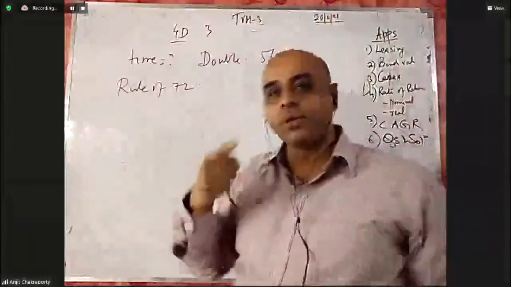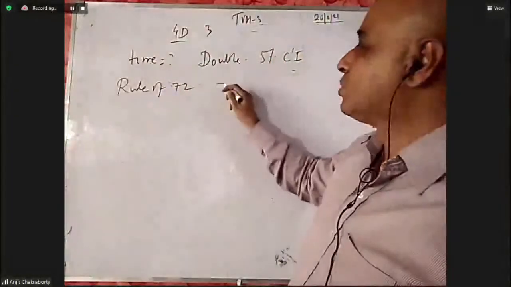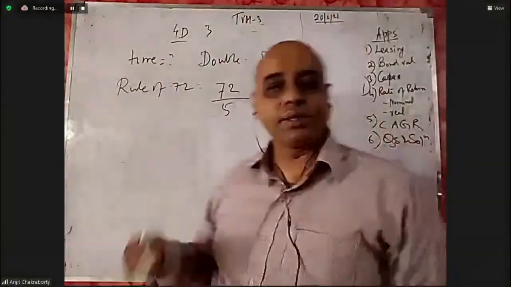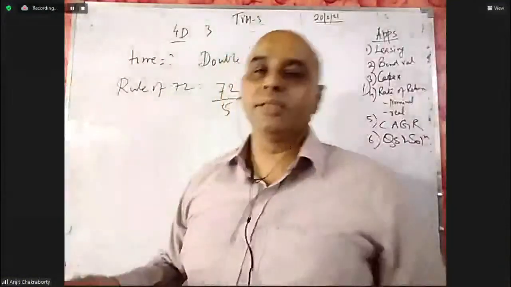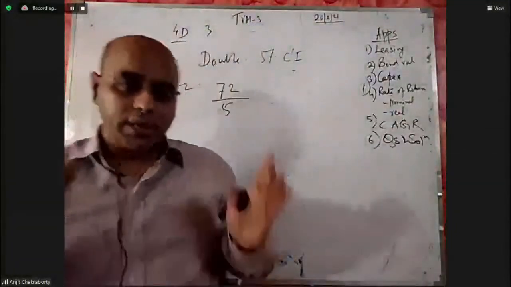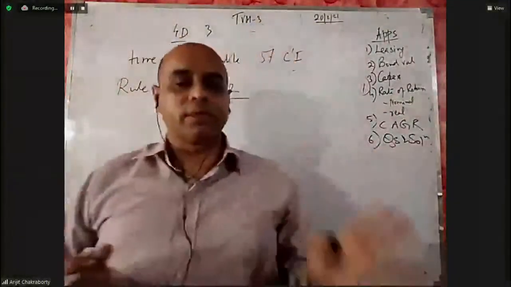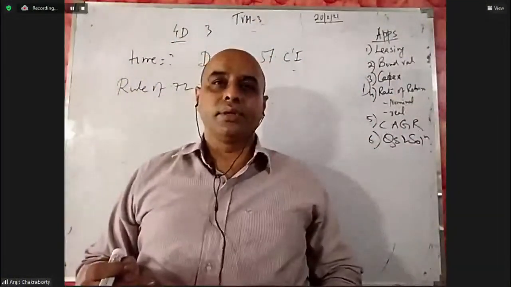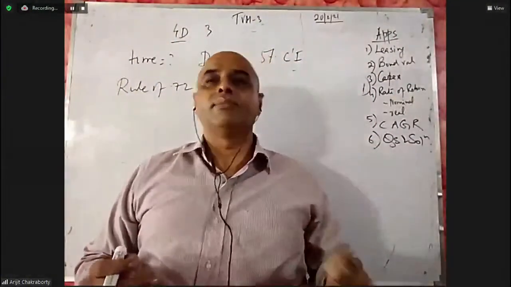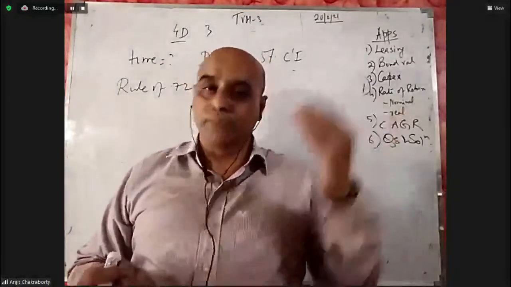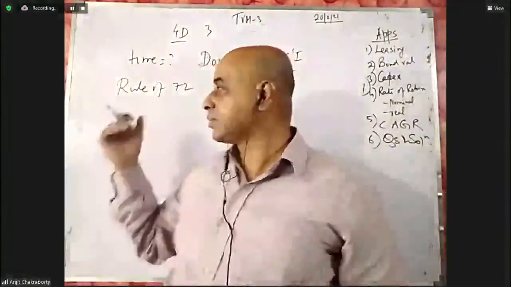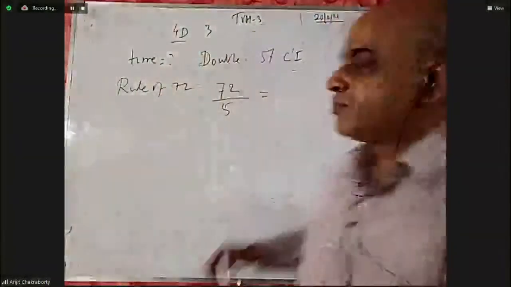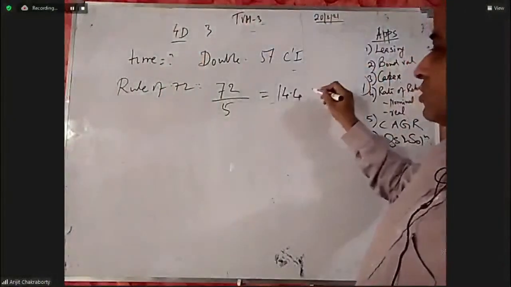So if you apply the rule of 72, the number of years will be 72 divided by 5. I told you that the rule of 72 means the number of years in which an investment doubles itself at a particular rate of interest, on a compound interest basis. So if the rate of interest is 8%, the money will double itself in 72 divided by 8, that is 9 years. So here it is 72 by 5. Quickly, let me calculate. It gives me 14.4 years approximately.